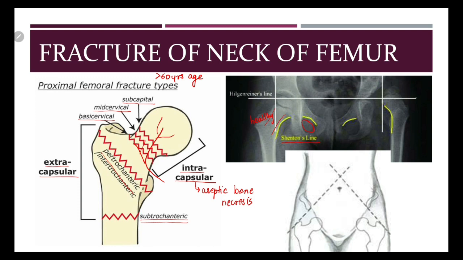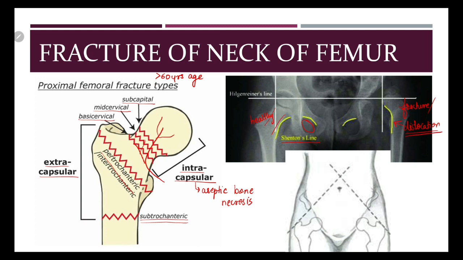This curve is disrupted in the fracture of the neck of the femur or dislocation of the hip joint. So you can see here, this is the fractured side and this is the healthy side, where there is continuous Shenton's line, and in the fractured side the line is not continuous or the curve is disrupted.